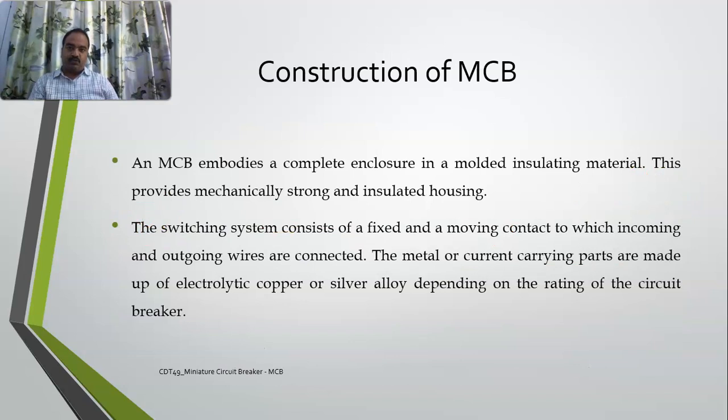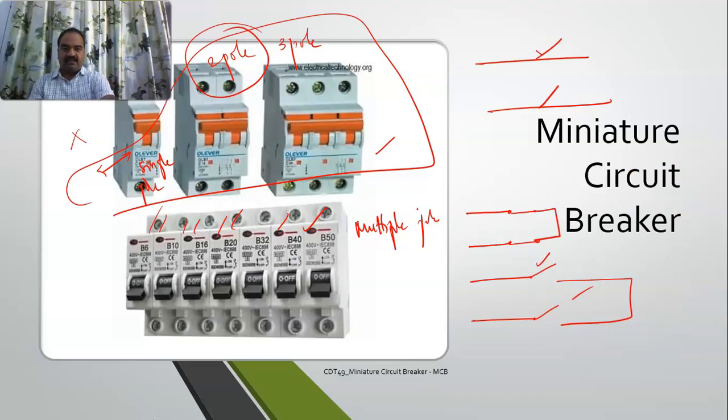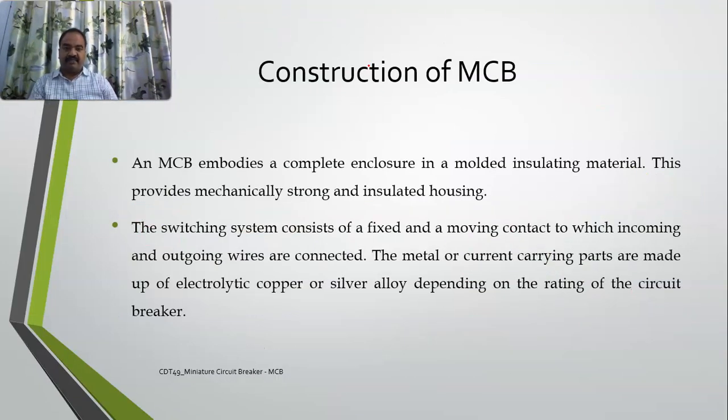Coming to what actually is inside an MCB, it's a big question, right? You don't see anything outside. You'll be seeing only these poles. We call this one poles. The entire thing is included inside. So what is there inside? An MCB embodies a complete enclosure in a molded insulating material, and this provides a mechanically strong property and insulated housing. So nothing is available outside.